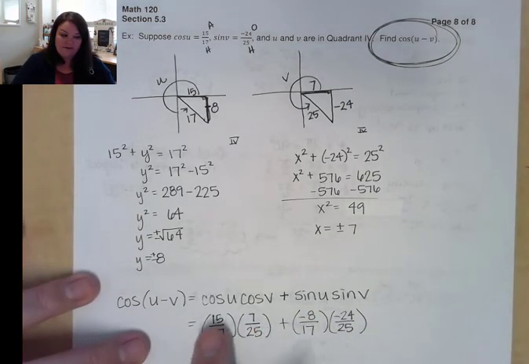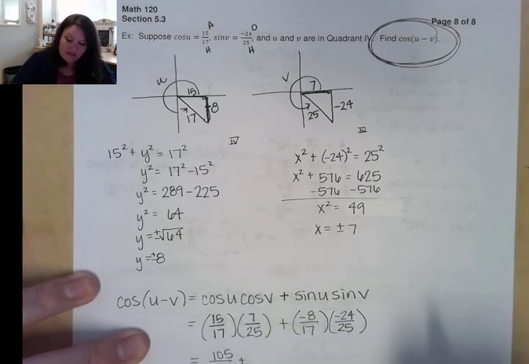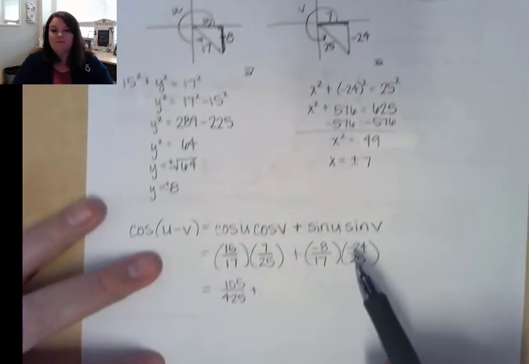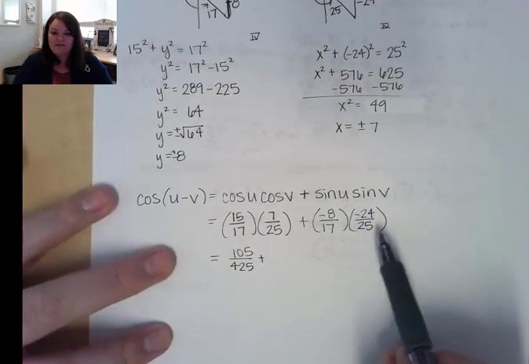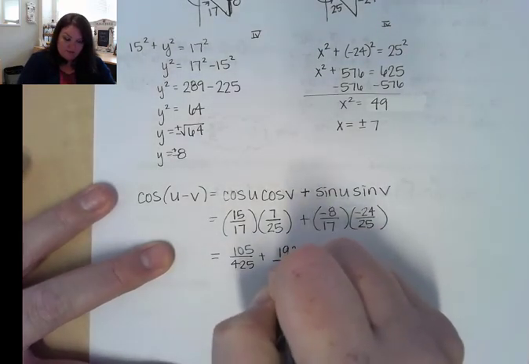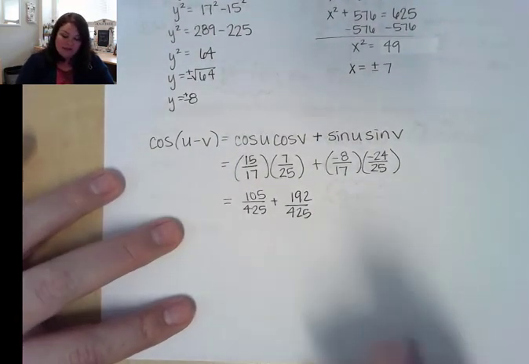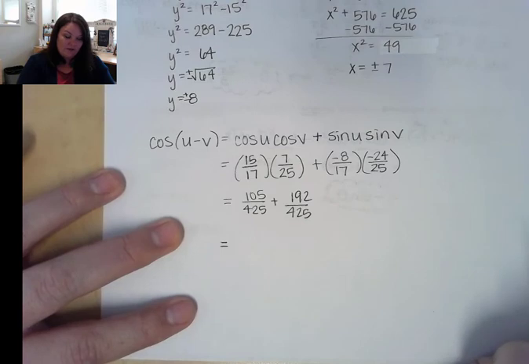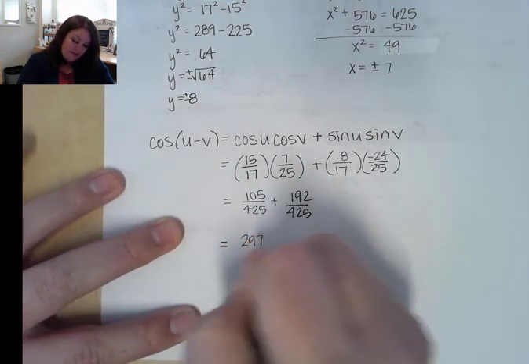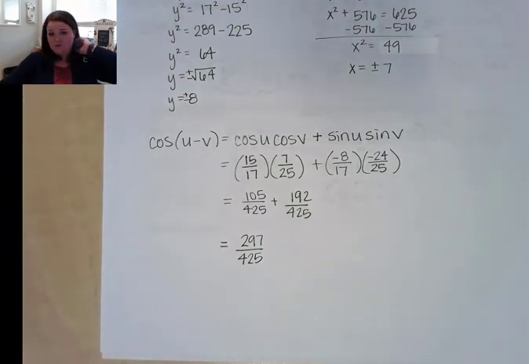Okay, so we go ahead and multiply these together. So straight across, 15 times 7 gives me 105/425. Plus, when I multiply these together, a negative times a negative is going to give me a positive 192/425. And they both have the same denominator. So I can go ahead and add the numerators, which gives me a 297 over 425.